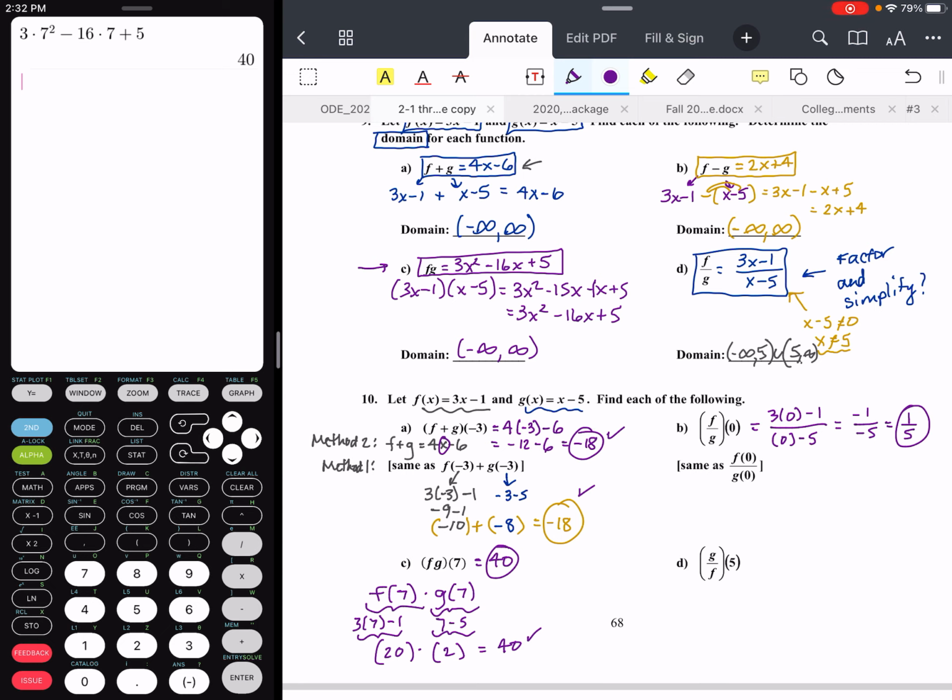And then finally, we have part D, g over f of 5, g divided by f of 5. So if we put our g function up top, x minus 5, if I'm evaluating this at an x value of 5, I have 5 minus 5 up in the numerator. In the denominator, if I'm putting my f function 3x minus 1 in the denominator, I have 3 times 5 minus 1 in the denominator. 5 minus 5 gives me 0. 3 times 5 is 15 minus 1. 0 divided by 14. And that equals 0.